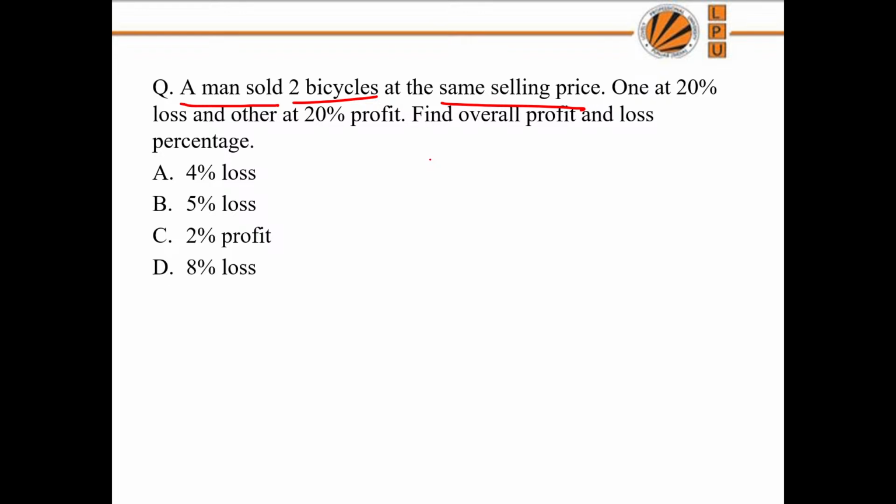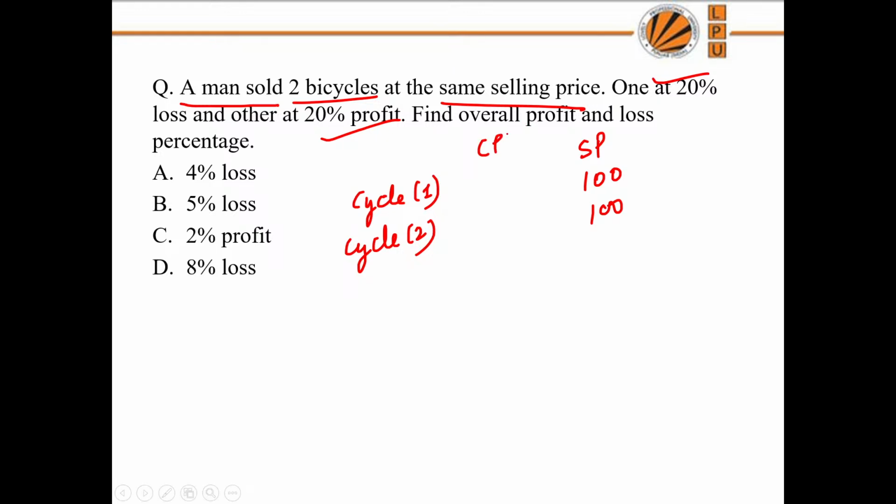It means what? And percentage is given. Nowhere numbers are given. So you can assume anything in this question. So let's say cycle 1 and cycle 2. So their SP are equal. So let's assume SP as 100. So now their CP would be, that's what we have to calculate.